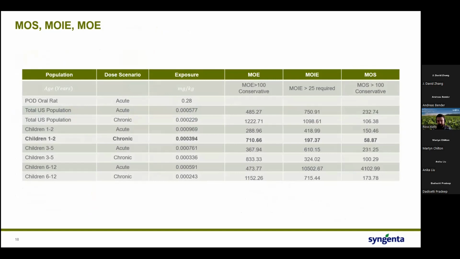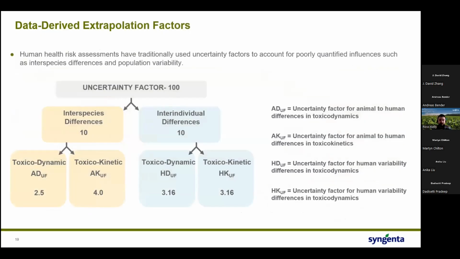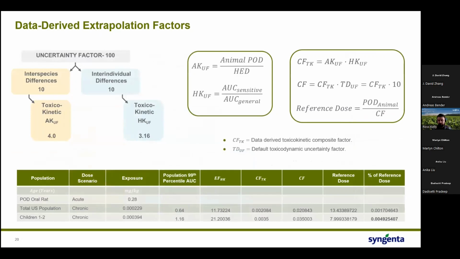So the final part of this model was to look at the impacts of the PBK outputs on these kinetic uncertainty factors. These uncertainty factors essentially account for poorly quantified influences. So we can have things like interspecies differences, i.e. the uncertainty moving from a rat to a human, and inter-individual variability, so uncertainty within a population. We're only interested in the kinetic differences here, although we have done some work for the dynamics.